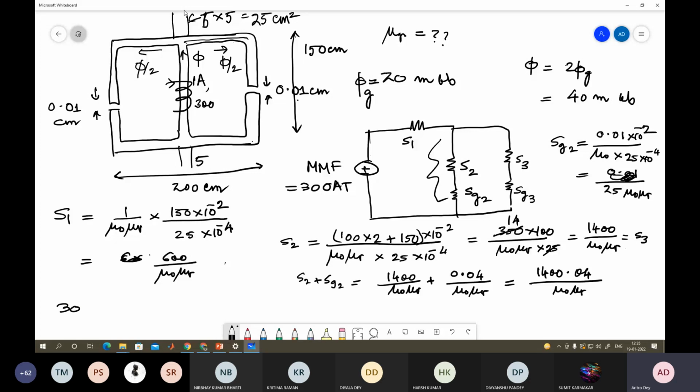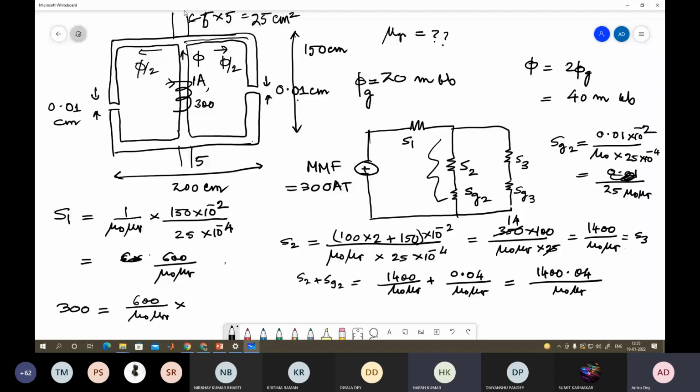So your total MMF is 300, then this S1 is 600 into mu 0 by mu r into your phi. So phi is equal to 40 milliweber, so 40 into 10 to the power minus 3, plus this is 1400 into 0.04 mu 0 mu r into 20 milliweber for this path. So it is 20 into 10 to the power minus 3.